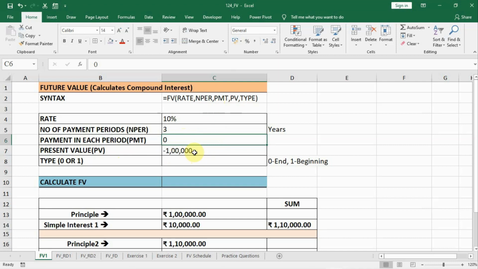This is the present amount, right? And type is 0 or 1. If we are making any payment at the beginning, we call it 1 because the interest will be paid for the whole period. But if we calculated interest at the end of the year or end of the period, then we'll put it at 0. So most of the time we call it 1.